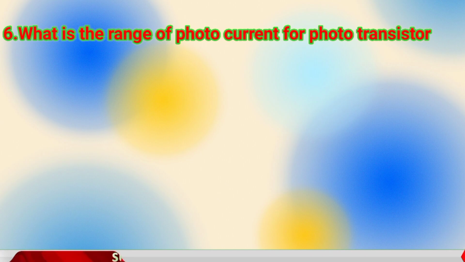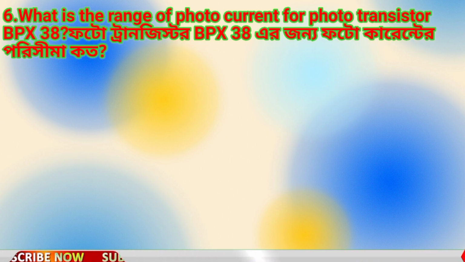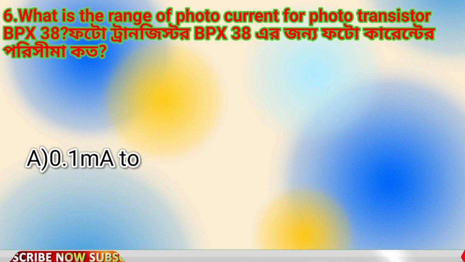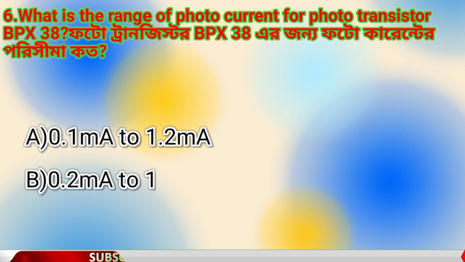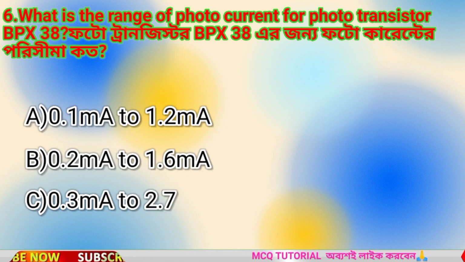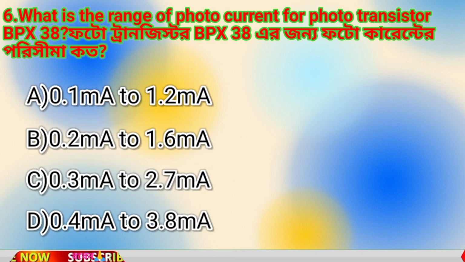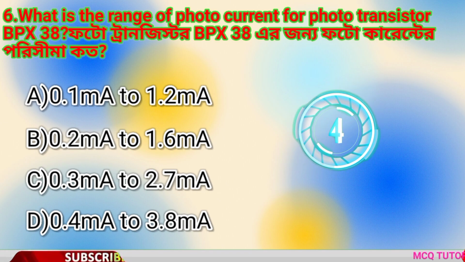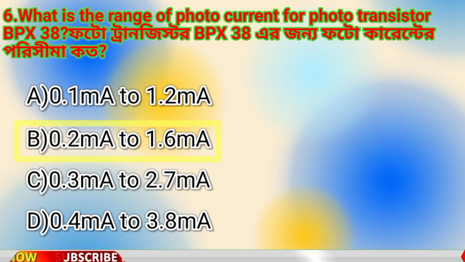What is the range of photocurrent for phototransistor BPX38? Option A 0.1 mA to 1.2 mA, option B 0.2 mA to 1.6 mA, option C 0.3 mA to 2.7 mA, option D 0.4 mA to 3.8 mA. উত্তর হবে অপশন বি 0.2 mA to 1.6 mA.